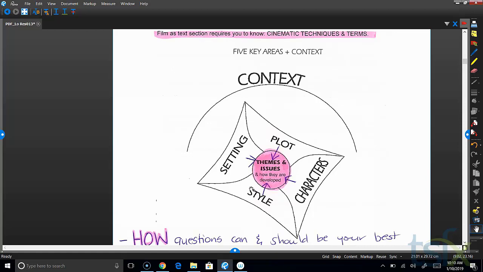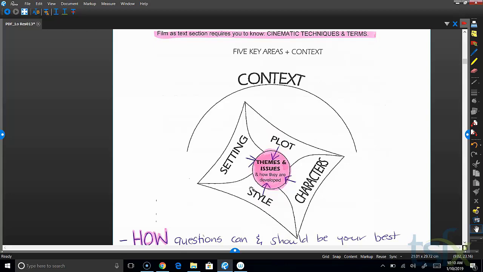So setting, plot, characters and style, great. I know all about this now. I've read my book, I kind of get it. All of those things are being used to explore themes or ideas or to develop them. Okay, so basically, what's the message of your text? What's the point? What was the purpose?